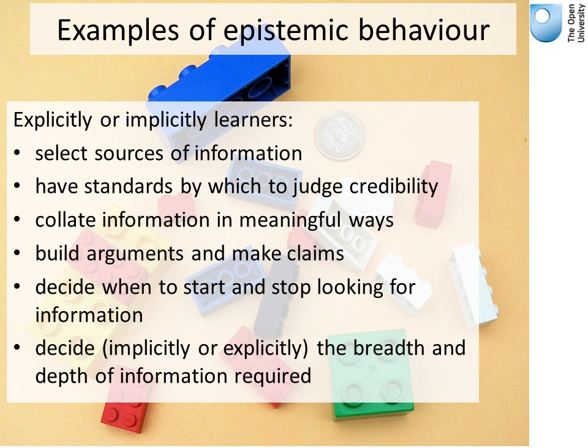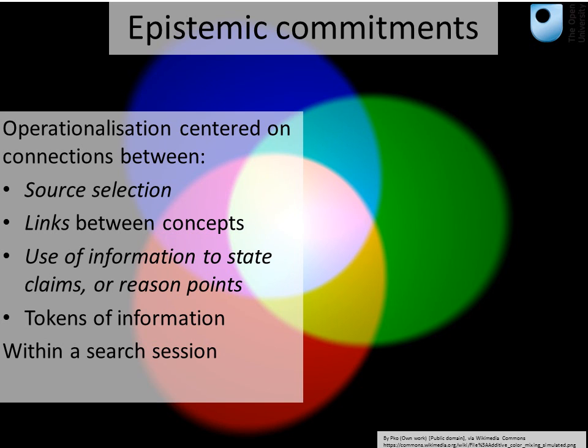And the idea is that we can build an operationalization of a model of epistemic commitments which builds on the earlier models that involve sourcing, justification, and so on, but is based around the way that people select sources, make links between the concepts that they find, and then mobilize that into either just stating claims or perhaps into reasoned argument, and so on. And they do that with particular tokens of information. So they do it with particular claims, and as I said, I'm interested in search context.